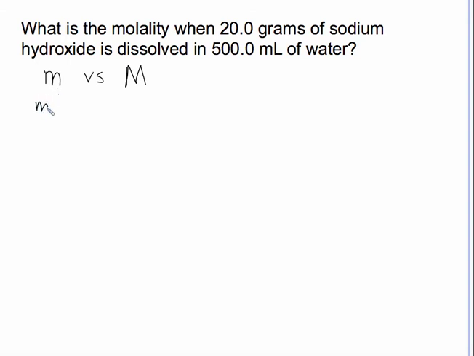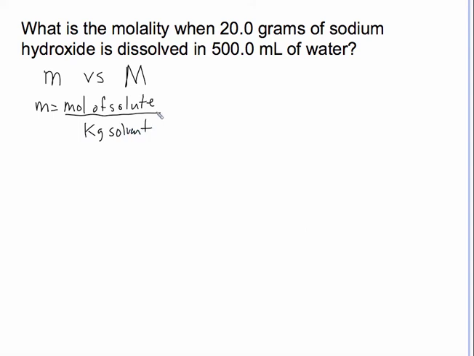And so molality is going to equal the moles of solute. Remember, that's the stuff that you're putting in the water, divided by kilograms of solvent. All right, so that's the formula.